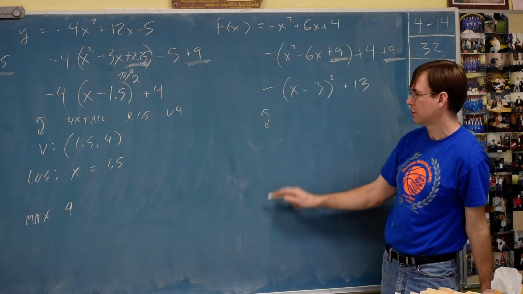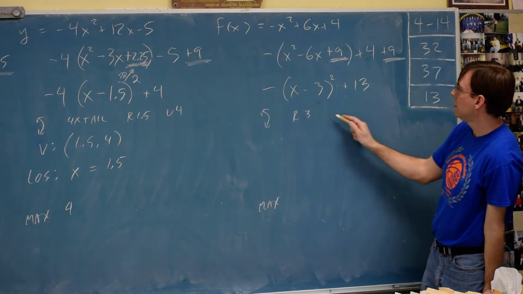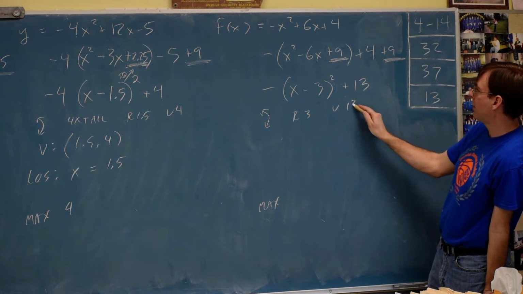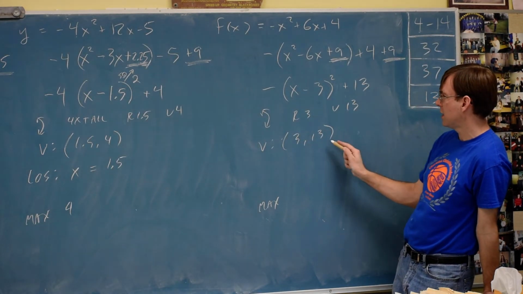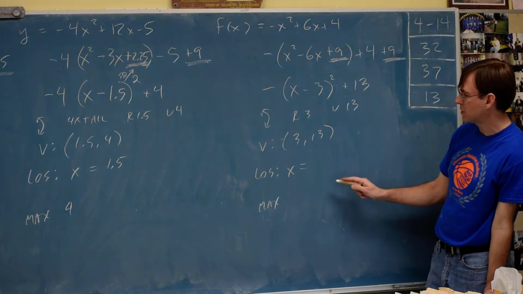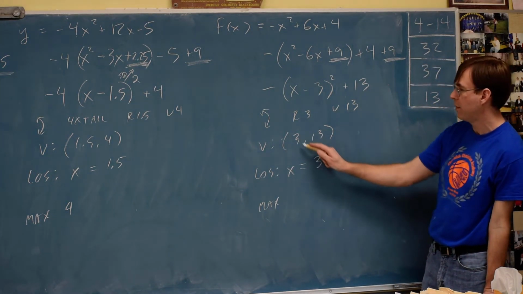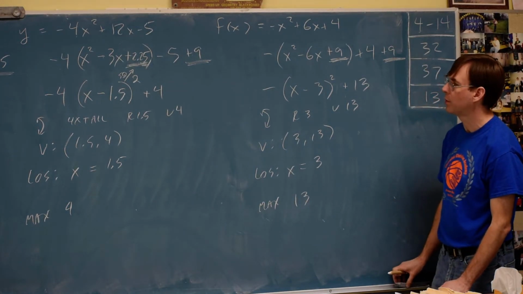So we're flipped, so max. We're right 3. We're up 13. So our vertex is 3, 13. Line of symmetry, x equals. Every time x equals, 3 is our number this time from just copying. Max of 13, we're just copying.